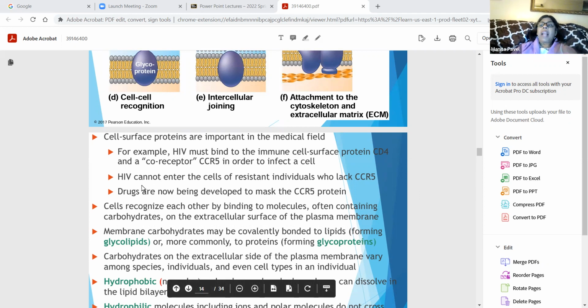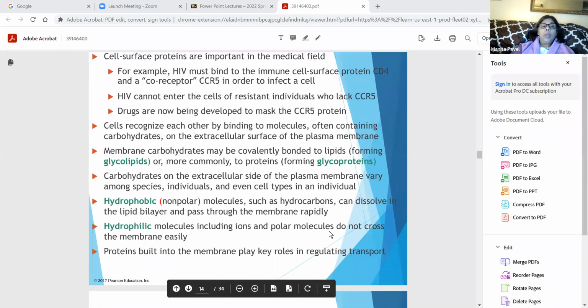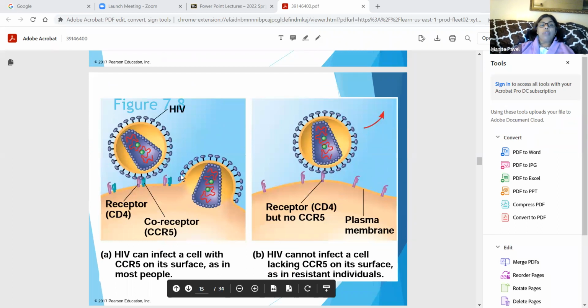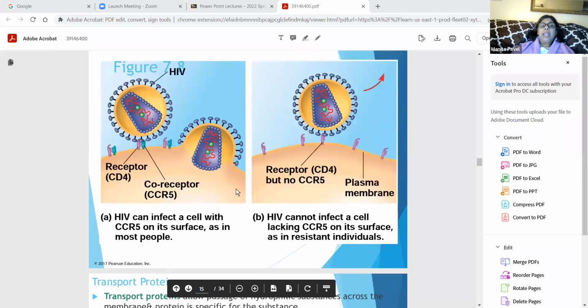So cells can often recognize each other by binding to molecules. They often are going to contain the carbohydrates on the extracellular matrix part of it. And now this is the illustration of HIV can infect a cell with CCR5 on its surface, as in most people, but HIV cannot infect a cell without it. So for example, I don't suffer from HIV. Why don't I suffer from HIV? It's because I do not have this co-receptor.